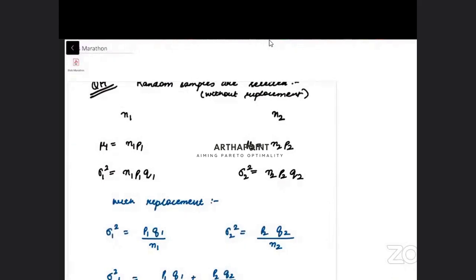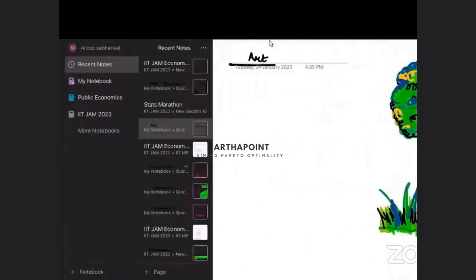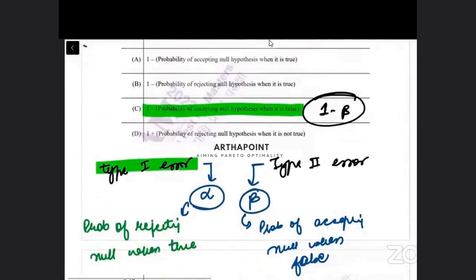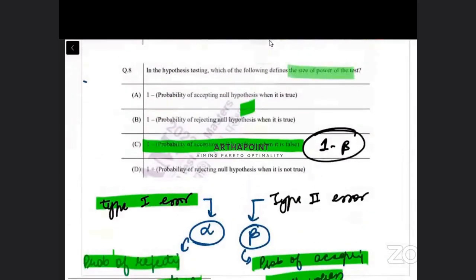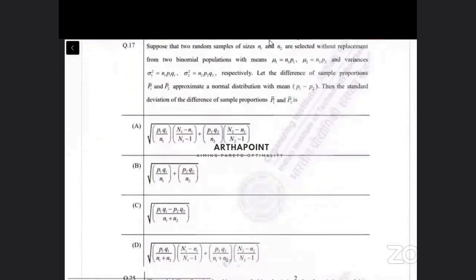Okay, Sudha. So in the second question, we are just asking what is type 1 and type 2 error, and from there we are going to the power of the test. Type 1 error is called alpha, which is the probability of rejecting null when true. Type 2 error is the probability of accepting null when false. And power of the test is 1 minus beta, which is 1 minus probability of accepting null when false. This is your answer. Simply remember, power of the test is 1 minus beta. Okay, now come to the third question.